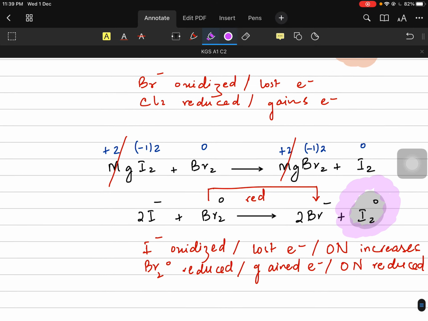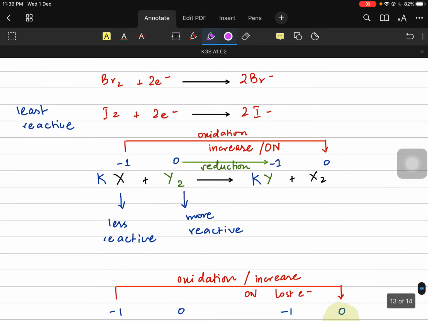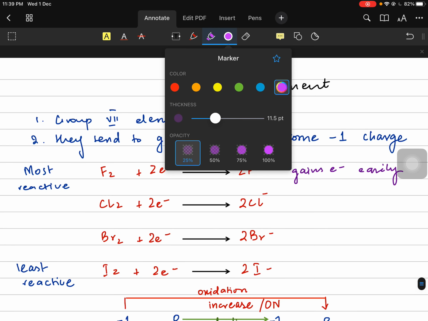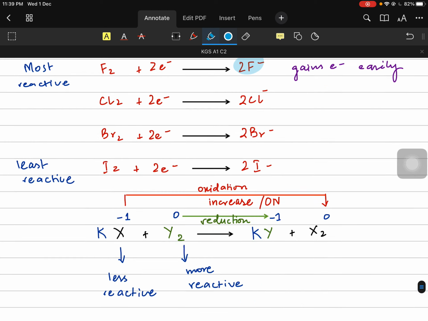But at the end of the day, you have to remember that the more reactive halogen will become negative. So fluorine will always be the negative one, and iodine never becomes negative very easily. Bromine never becomes negative very easily. So this is about the halogen displacement reactions.